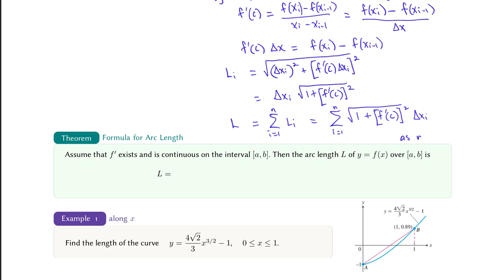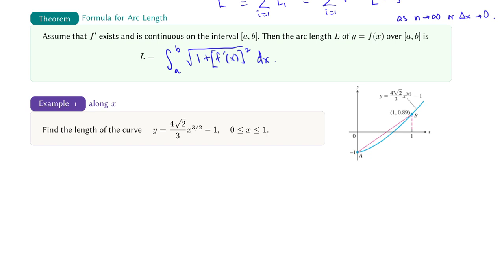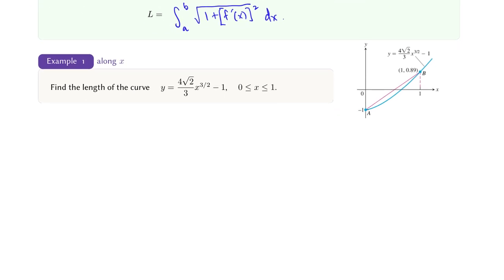But we recognize that this is the Riemann sum, so as n goes to infinity or delta x goes to 0, we obtain the definite integral from a to b. The integrand is the square root of 1 plus f prime of x squared. Delta x becomes dx. We will use this formula to find the length of the curve f of x on the interval a comma b.